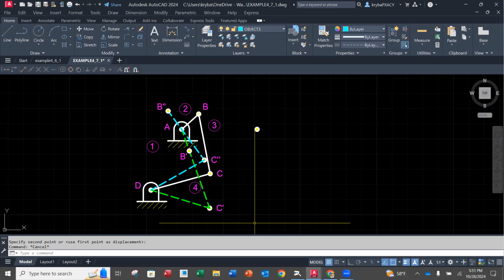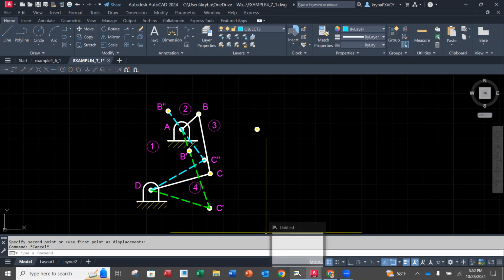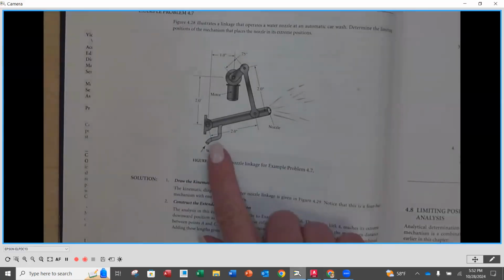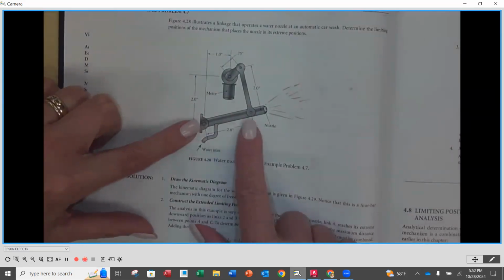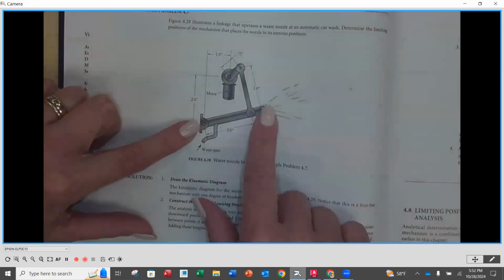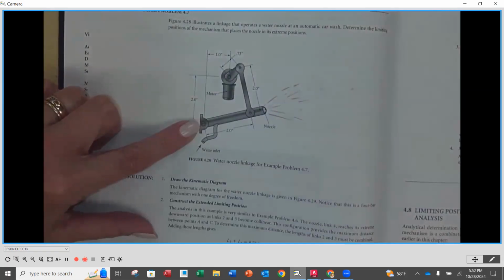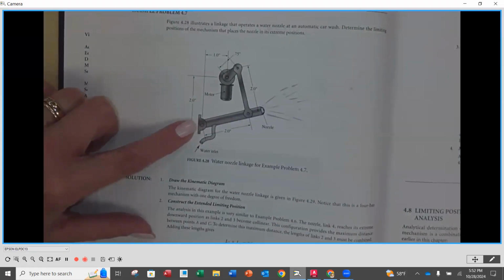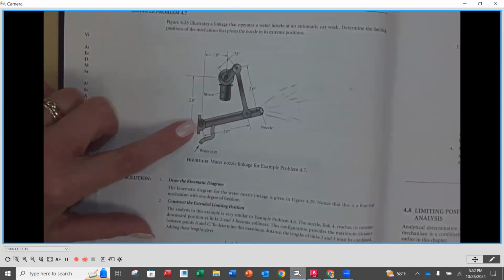Okay. Now for the answer here, we are not going to do a linear dimension. This is an angular displacement. So this is the throw of the nozzle. So if we go back to the illustration here, this is a fixed rotation point. So this is only going to be an angular displacement. So we are not going to put a linear dimension on this. We are going to measure the throw as an angle.